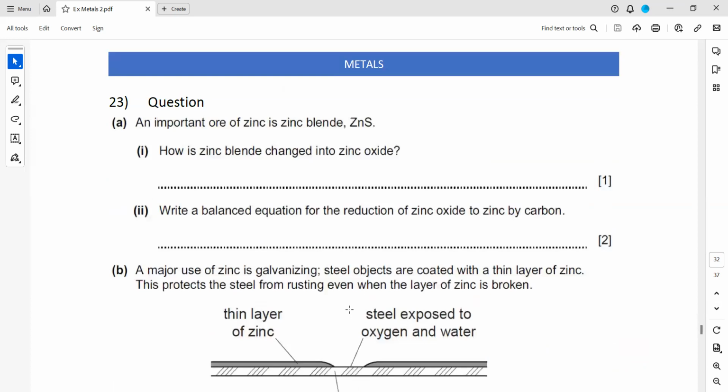In question 23, an important ore of zinc is zinc blende. How is zinc blende changed into zinc oxide? We roast it in air, or heat in air or oxygen. Write a balanced equation for the reduction of zinc oxide by carbon. If we have zinc oxide and carbon, as a result it will form zinc and carbon dioxide. So the equation must be balanced. If we put 2 here, oxygen is balanced, and 2 here, zinc is also balanced.